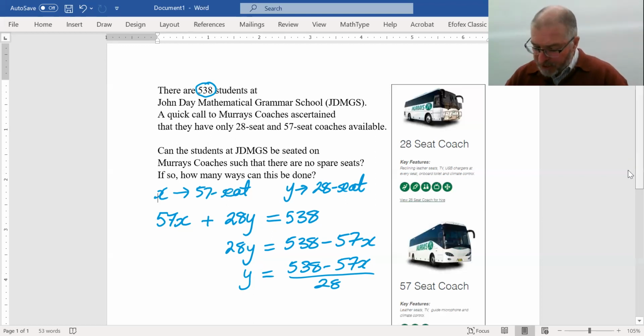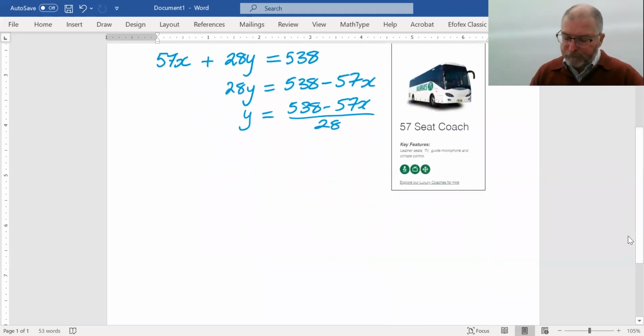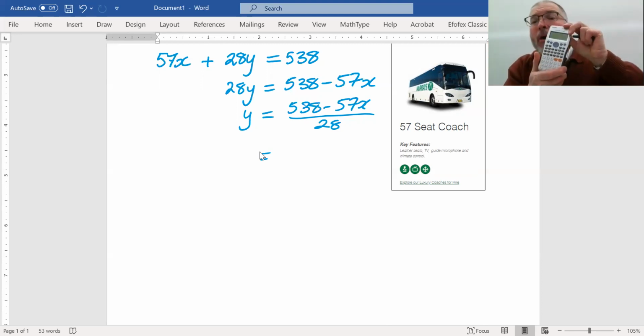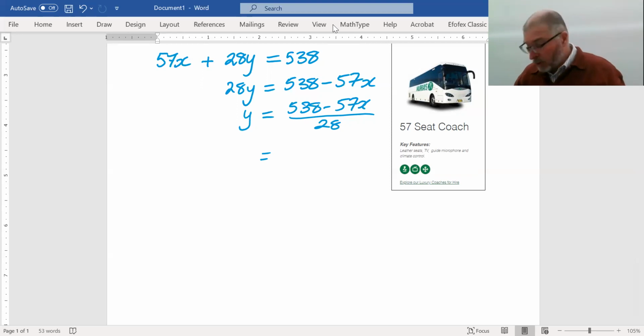So I'm going to apply a little process here, just get myself a bit of room. Now I need to work out how many lots of 28 go into 538. I think I'm going to need a calculator. I'll pull up my old calculator and figure that one out. Turns out that 538 divided by 28 is 19.2. So there's 19 full ones and then 0.2.